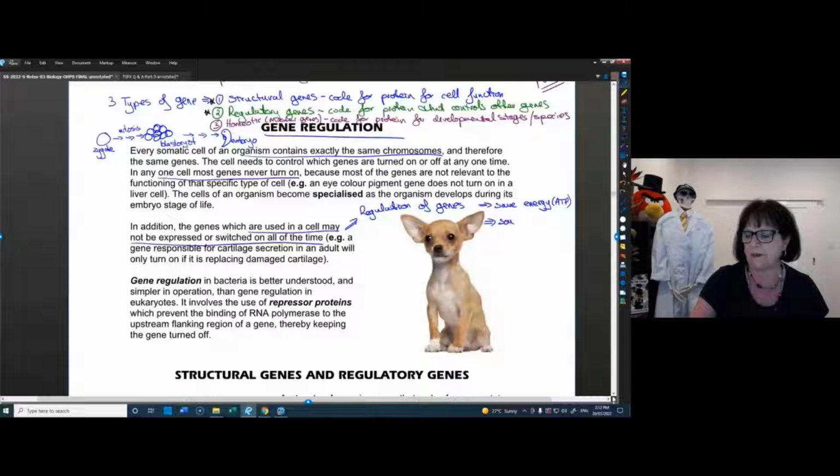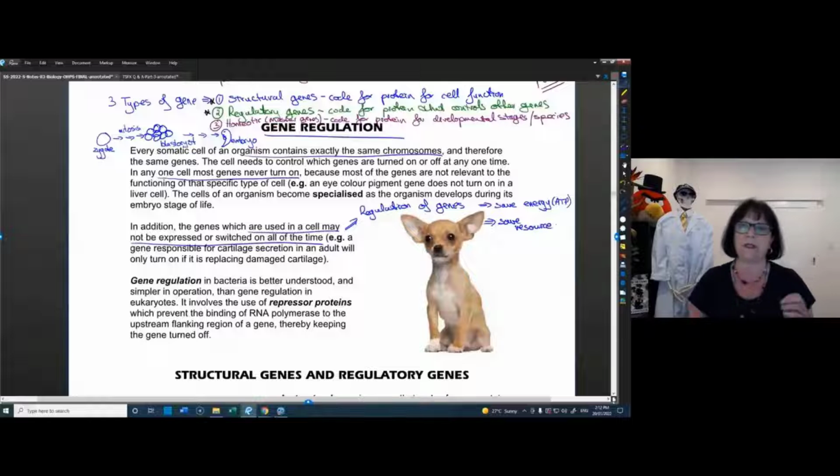It also saves resources. To make proteins, you need amino acids. Again, there's a limited supply of amino acids in the cytosol. And again, it needs energy to do this, making a protein. So to have ATP, you need the resources to make the ATP. So by turning the lights off saves energy, but it also saves electricity, the resources. So this gene regulation is really quite an important thing.